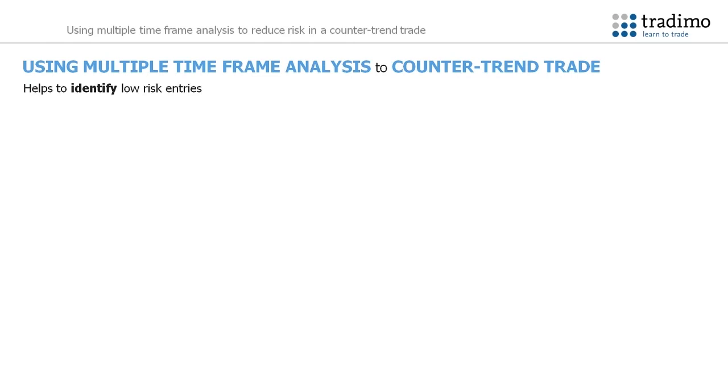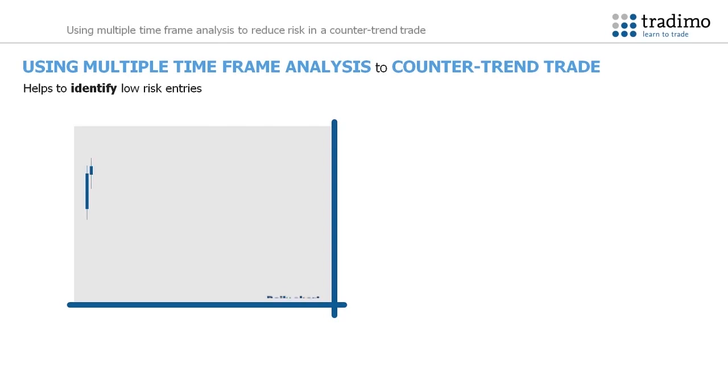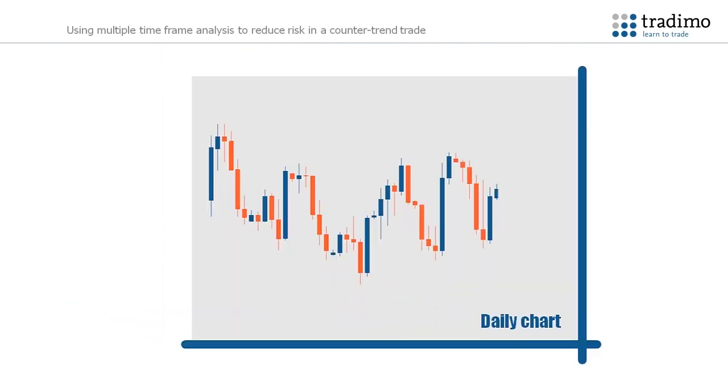Multiple timeframe analysis can be used when looking to counter-trend trade. When price hits a key support or resistance level on a higher timeframe, for example a daily chart, it is very likely that price will stop because there are large traders observing those key levels, including banks and financial institutions that trade billions of dollars.